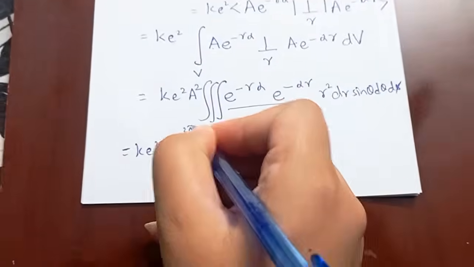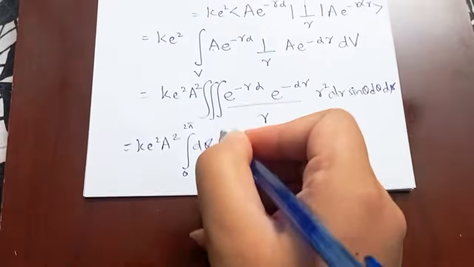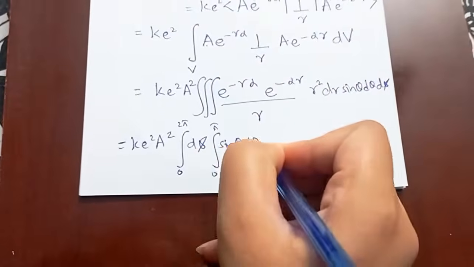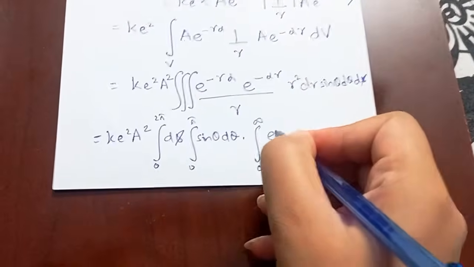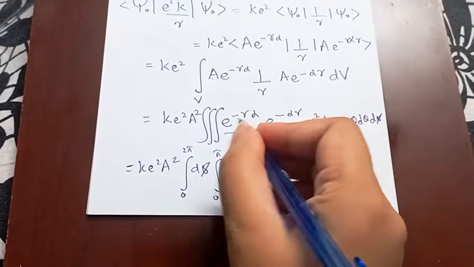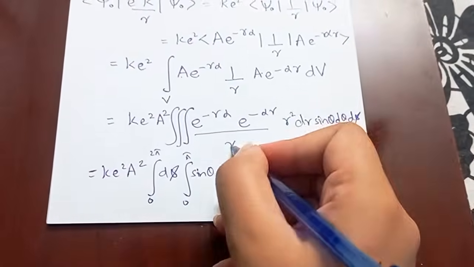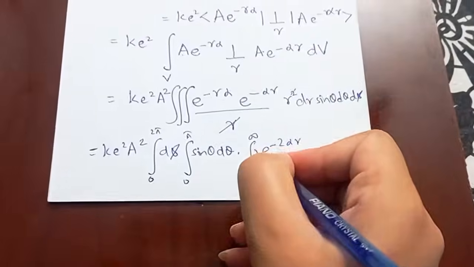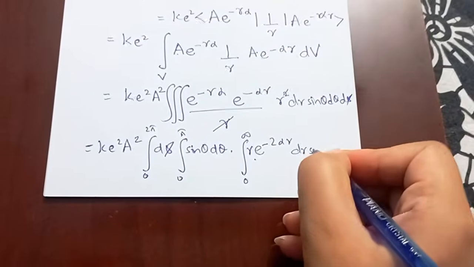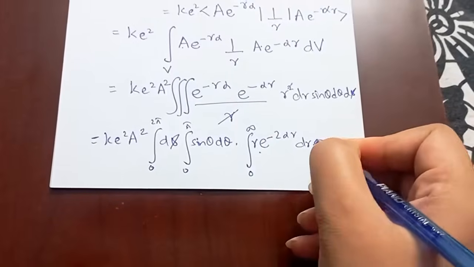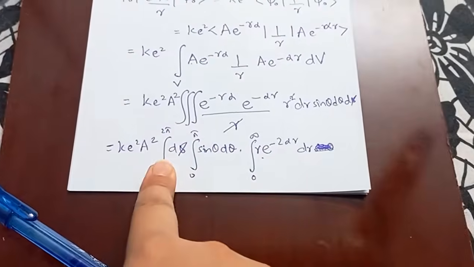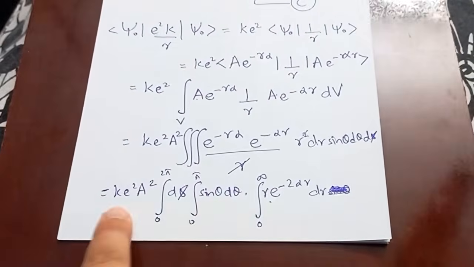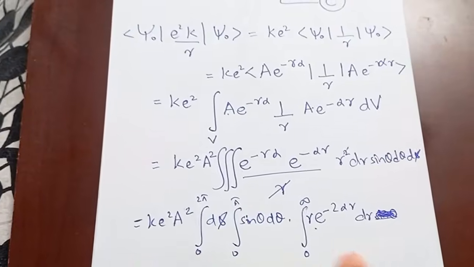Let's write 0 to 2 pi d phi separately, then 0 to pi sine theta d theta separately, and then this integration 0 to infinity e to the power minus 2 alpha r. The base is the same, so the powers will be added. One r will be cancelled out, so one r is left here, dr, sine theta d theta, they are written just before. So we have this situation. Let's solve this integration and see what the result is.